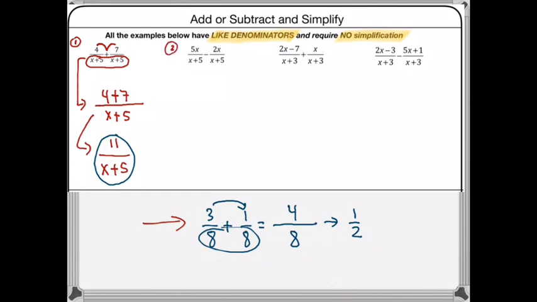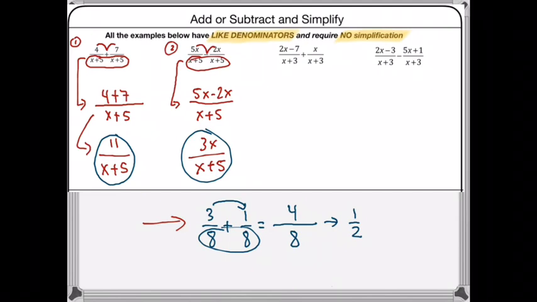For the second example, you notice that we have a subtraction problem, with the same denominator, x plus 5. And then we end up with 5x minus 2x. That's going to simplify down on top to 3x over x plus 5. Okay? And there's no reducing or anything like that to be had. And so that's our final, combining the two fractions.